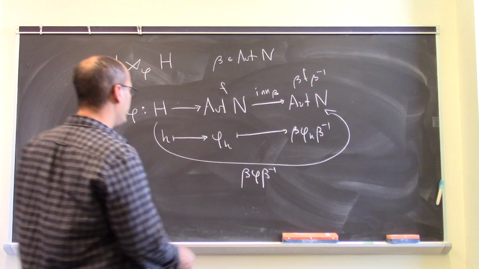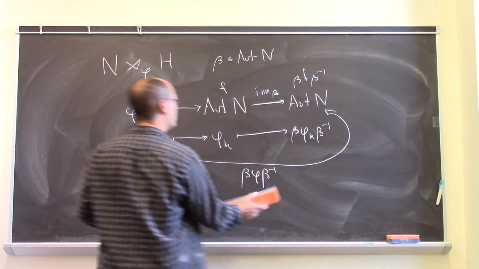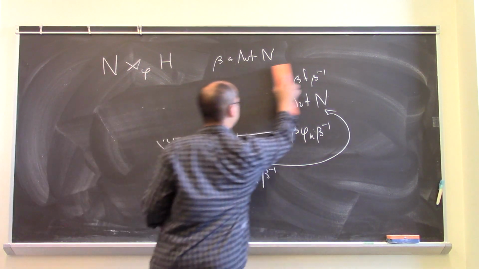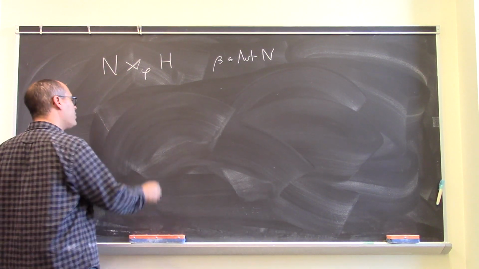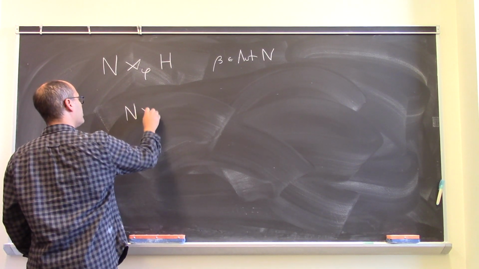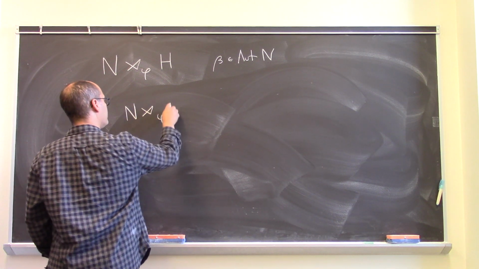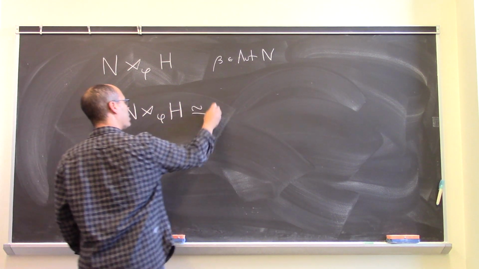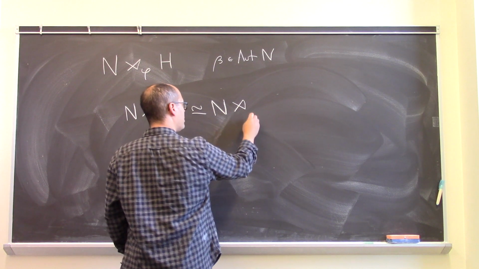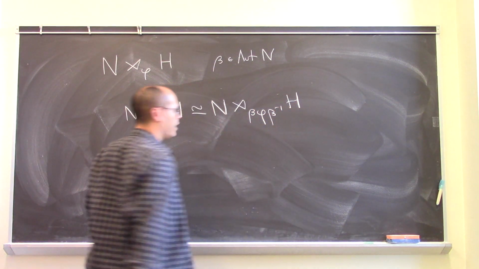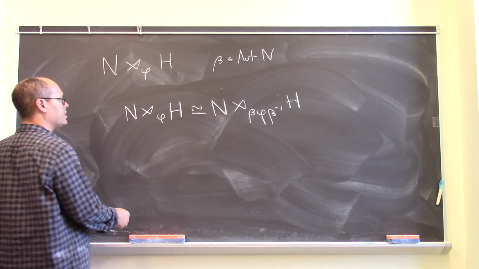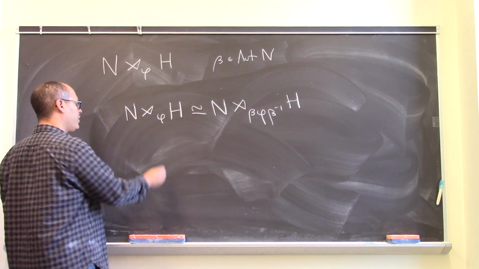All right, if you do this, let me go ahead and erase that. Very limited board space here. If we do that, then it turns out that we get an isomorphism between these two semidirect products. And very concretely, this isomorphism is described in the following way.